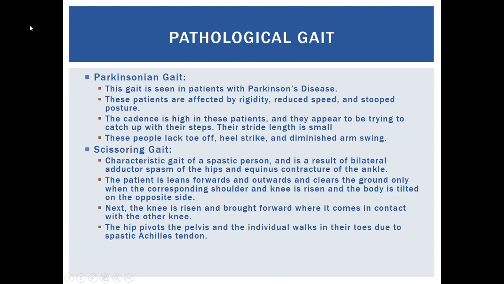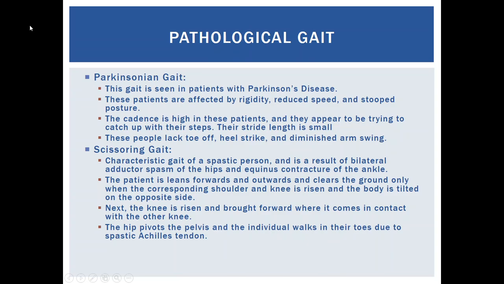Another pathological gait is scissoring gait. This is the characteristic gait of a spastic person, and it is a result of bilateral adductor spasm of the hip and then the equinus contracture of the ankle. The patient usually is leaning forwards and outwards and clears the ground only when the corresponding shoulder and knee is raised and the body is tilted to the opposite side. So it sounds very, very uncomfortable.